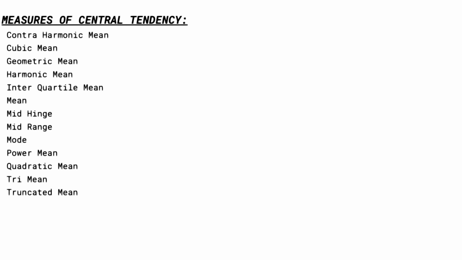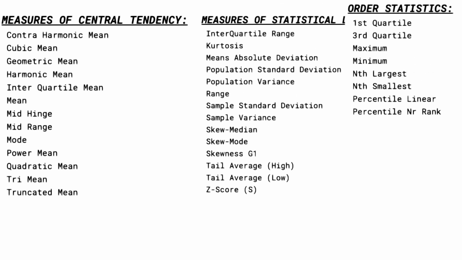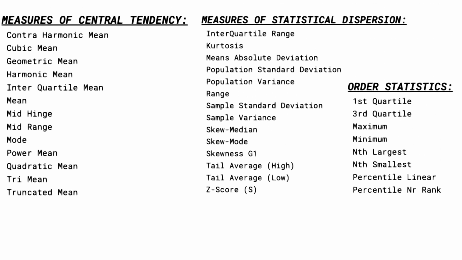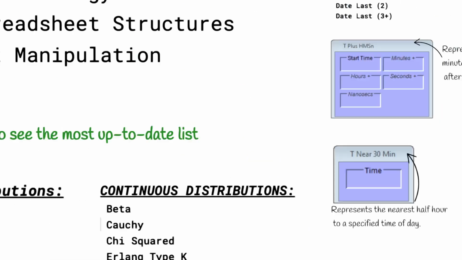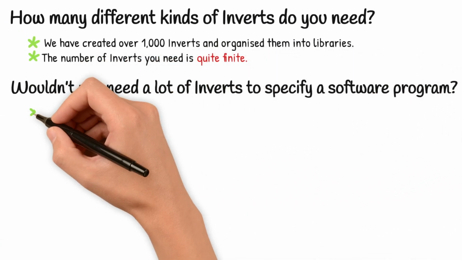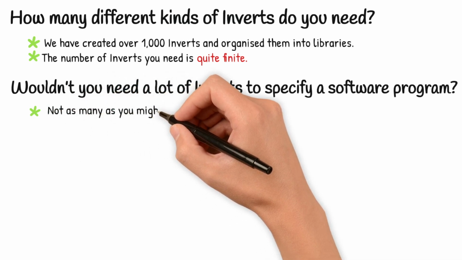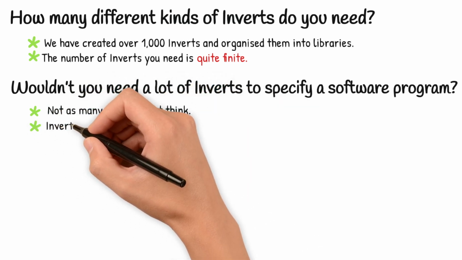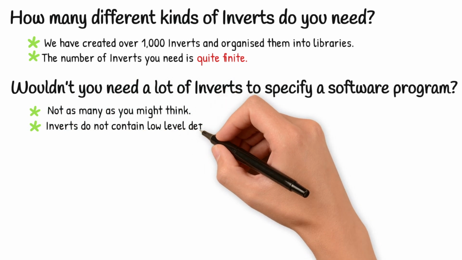As another example, here is a list of inverts representing a broad range of statistical measures. These are more than enough, even for the most demanding statistician. Wouldn't you need a lot of inverts to specify a software program? Not as many as you might think. Remember, inverts do not contain low-level detail or logic.